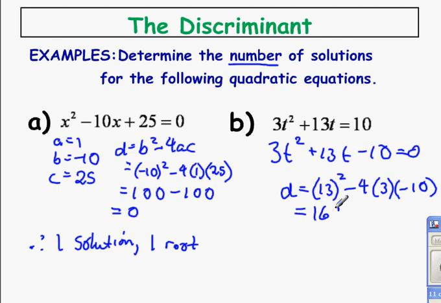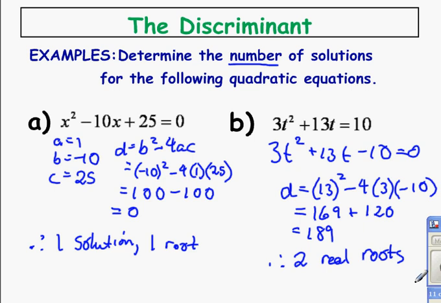Okay, so that's 169 plus 120. Okay, so we're going to get a positive answer here, which means we have two real roots. So I haven't figured out what those roots are. I've just shown that there are two real roots.